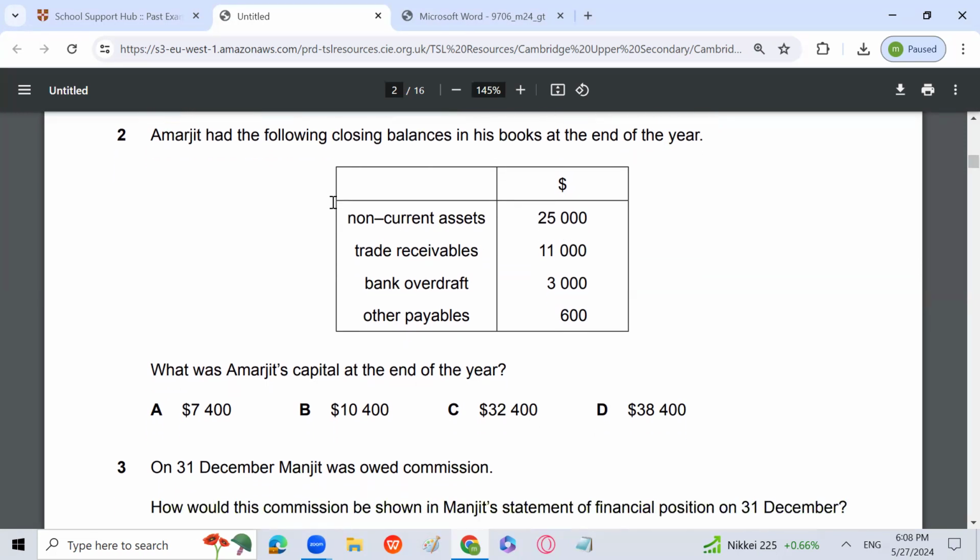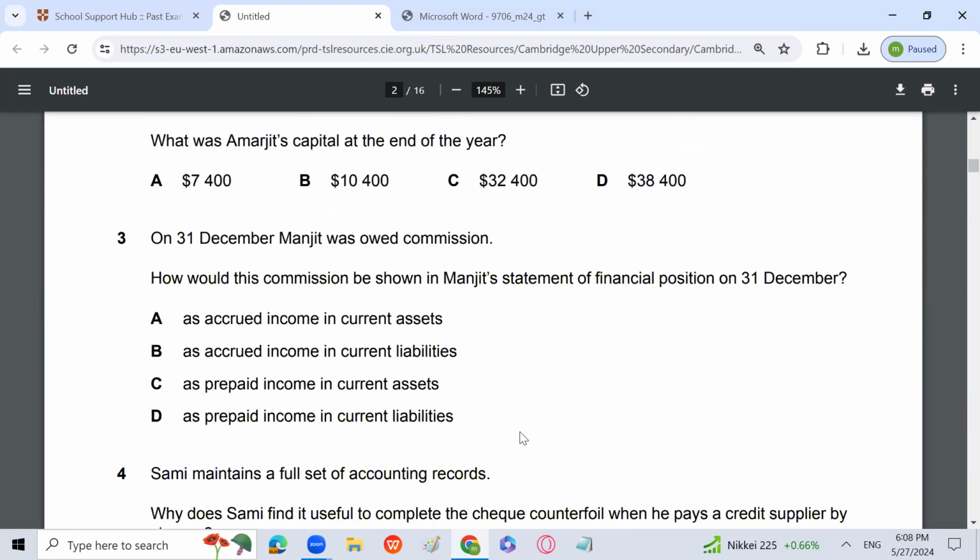So what is the capital at the end of the year? Assets minus liabilities. Non-current assets 25,000. You should have the calculator with you. 11,000 you will add. Then minus bank overdraft, and other payable is also a current liability, that will also be subtracted. So 36,000 minus 3,000, 33,000, minus 600, 32,400. C is the answer.